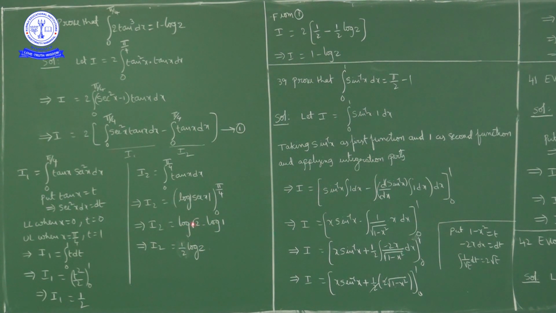Log of root 2 is log of 2 power 1 by 2. The 1 by 2 I will write as a multiplier. So I2 is equal to how much? 1 by 2 log 2. I2 is equal to 1 by 2 log 2.